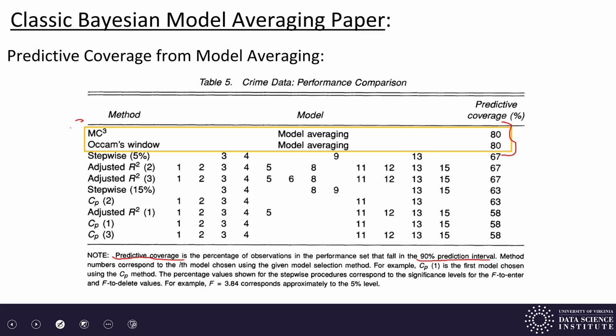These are our two different methods, MC cubed, which is a Monte Carlo method, and Occam's window. They're two different methods for searching through the models, and they give us better predictive coverage than all the other methods down below, a number of methods using adjusted R squared and Cp.